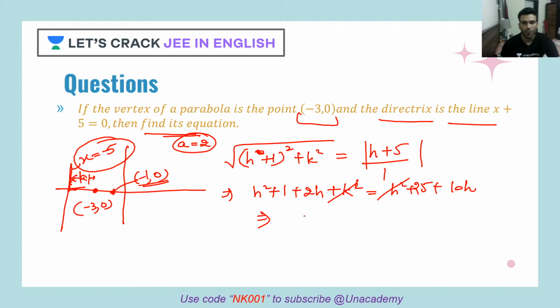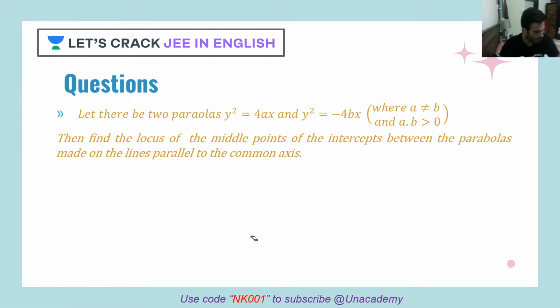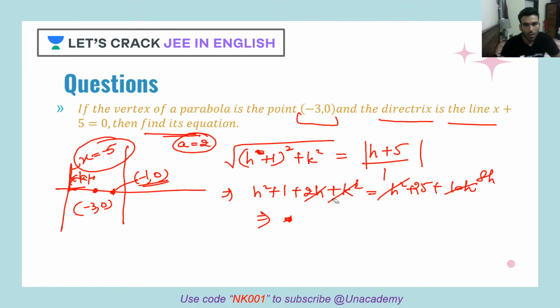This will cancel out. So finally I'm left with what? This is 8h. So right now I'm left with what? Sorry guys, my mistake. I have committed a mistake. I have cut x square, sorry. Yes, h square will cancel out.